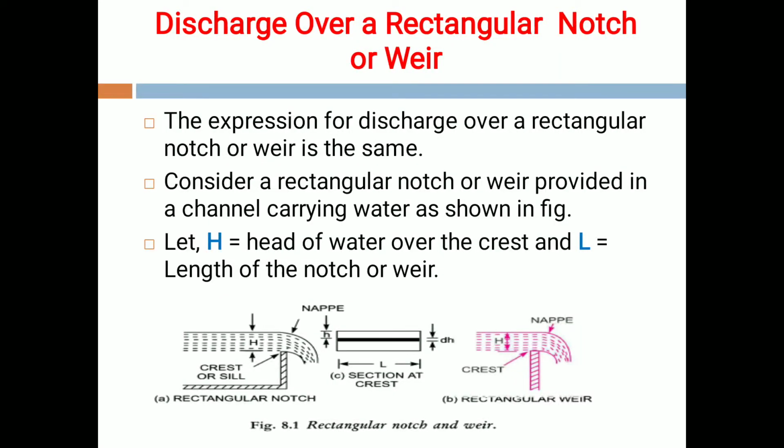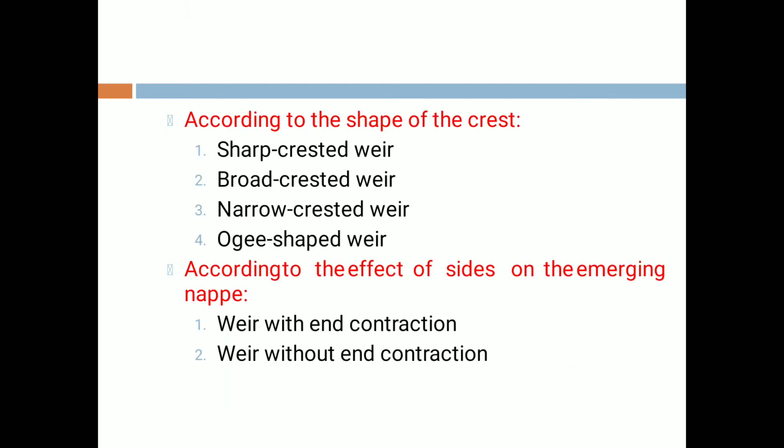Hi everyone. As per the discussion in the last lecture, we have discussed the introduction about notches and weirs, and the classification of notches and weirs on different bases. Today we are going to discuss the topic: discharge over a rectangular notch or weir.